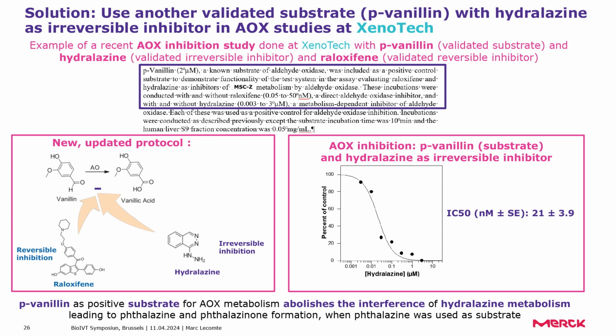So this is what is written. We have to use a known substrate of aldehyde oxidase as a positive molecule to show the competency, and we used validated inhibitors, raloxifene, a direct inhibitor, and hydralazine, a metabolism-dependent, irreversible inhibitor. And here you see that we were able to have a nice IC50 using paravanillin and hydralazine as reversible inhibitor.